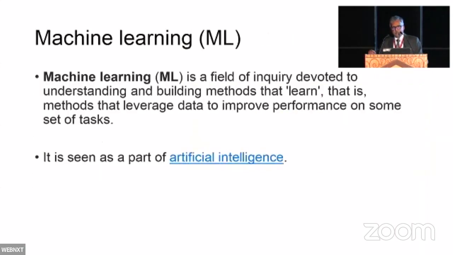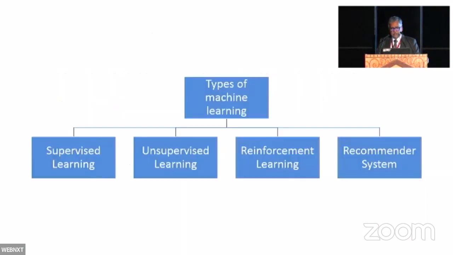The other term that we always have been hearing is machine learning. Machine learning is a field of inquiry devoted to understanding and building methods that learn, that is, methods that leverage data to improve performance on some sets of tasks. And this is a part of artificial intelligence. So machine learning again has 4 different parts to it. I'll explain each one of them.